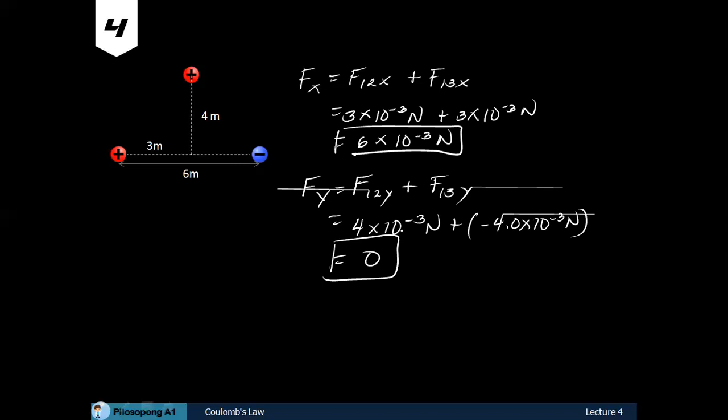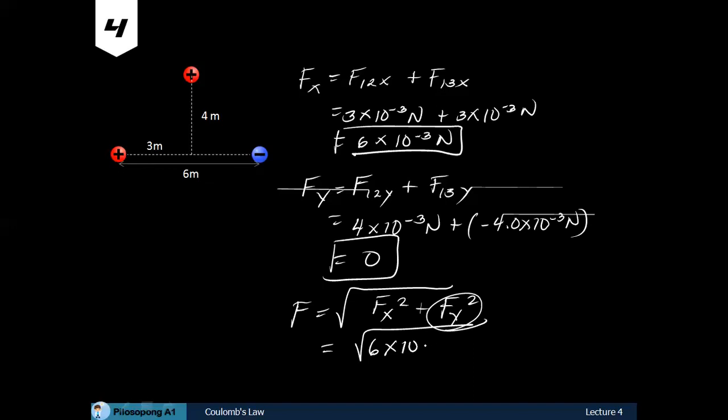So let's add the x and y components, and this will be our final vector for the magnitude and direction of the force. F is equal to the square root of the square of the x component plus the square of the y component. Since we do not have any value for the y component, we only have 6 times 10 raised to negative 3 newtons squared. Squaring it, you can cancel this out, and it will have just the same value.